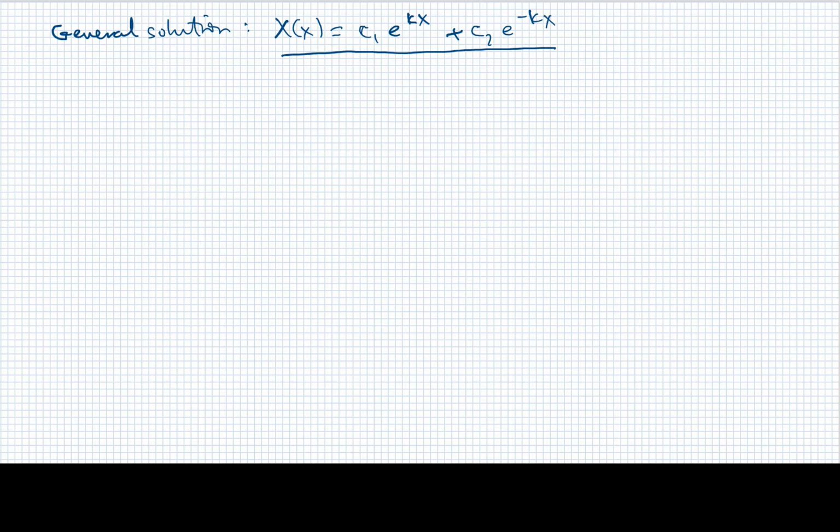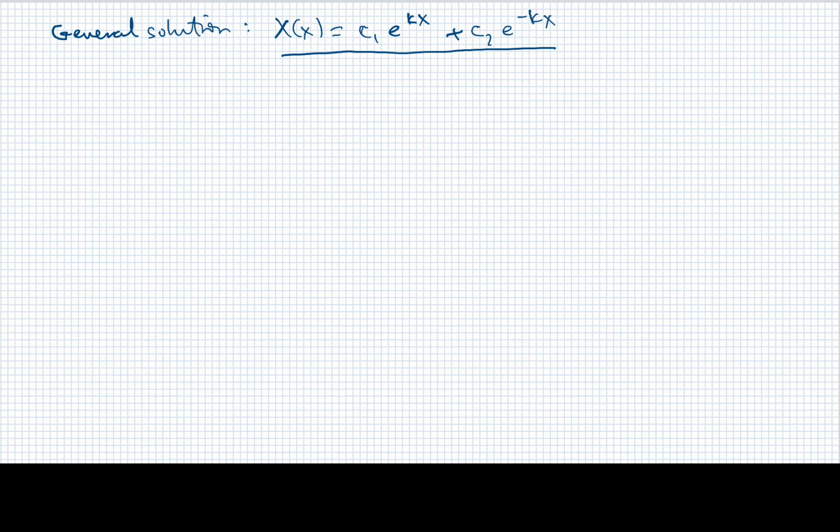All right, now since both of these will work, I can essentially create what I'll call a general solution that is a linear combination of those two possibilities. So I can write X of x is equal to some constant c1 e to the kx plus another constant c2 e to the minus kx. And this will also satisfy that differential equation. Everything works out pretty well for that.